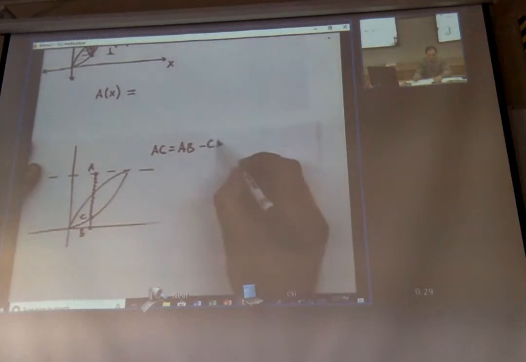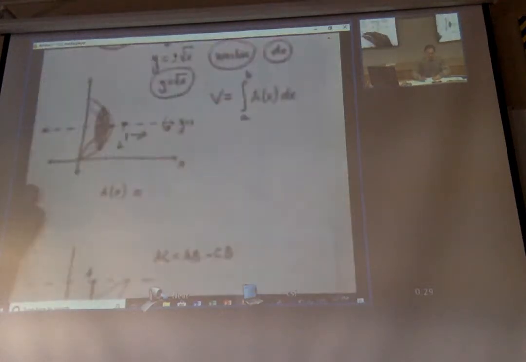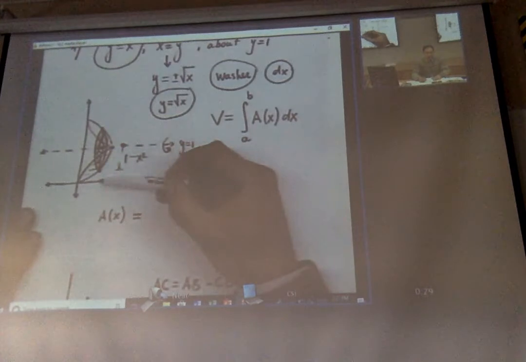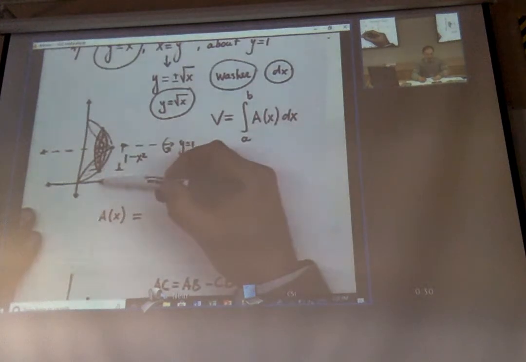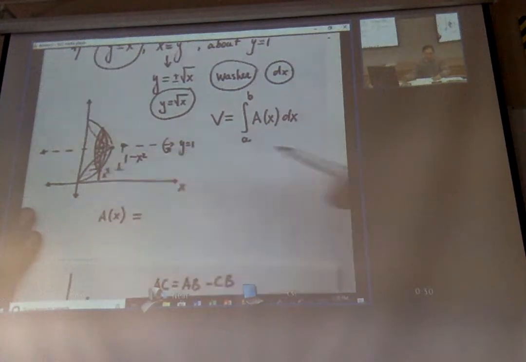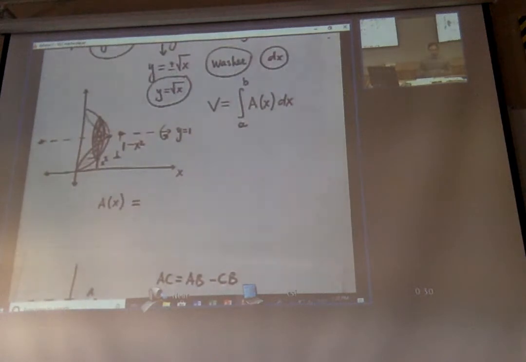CB. Well, if you go back to our picture, the entire distance will be 1, right? And then the distance to this point over here is just the distance to the curve. And this distance over here will be just x squared. So 1 minus x squared, okay? You have to practice this. So that's why we have 1 minus x squared.